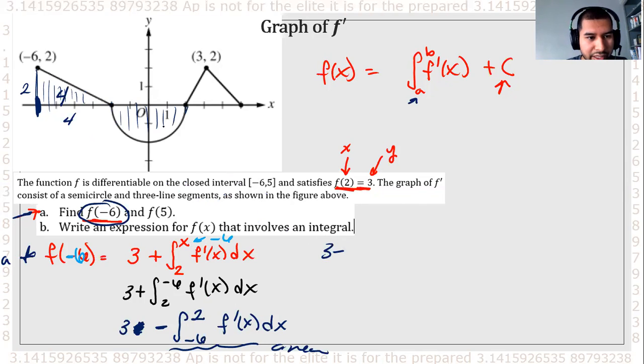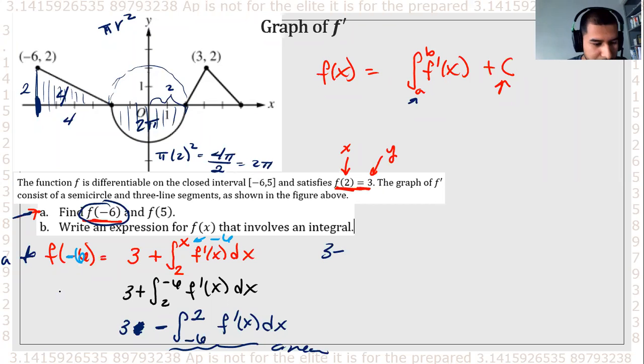And this right here is a semicircle. So that's pi r squared, where the radius is 2. So it's going to be pi times 2 squared, which gives me 4 pi. But it's not a complete circle, right? It's more of a half circle, so this gets divided by 2. So I got 2 pi. So my entire area is this right here, 2 pi.